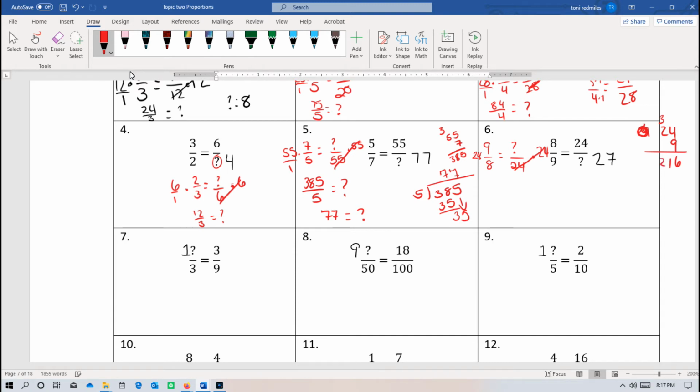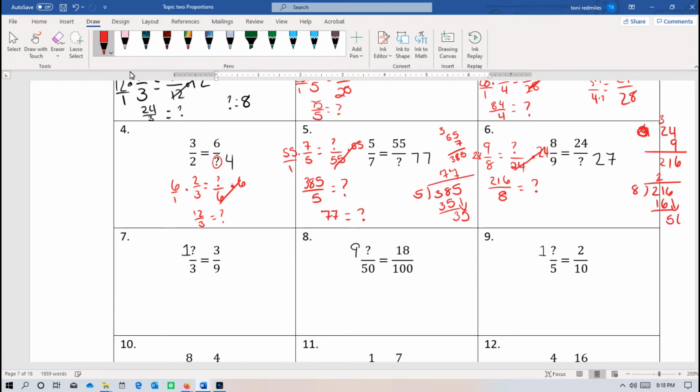So 216 over 8 equals the question mark. Now let's do this division. Well, 8 can't go into the 2, okay? It can go into the 21, and it can do that 2 times. That's going to be 16. It's going to give me a remainder of 5.